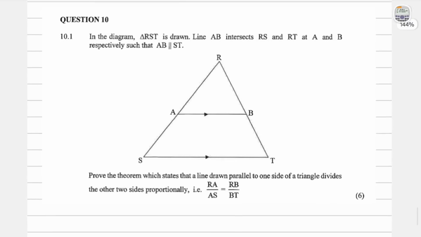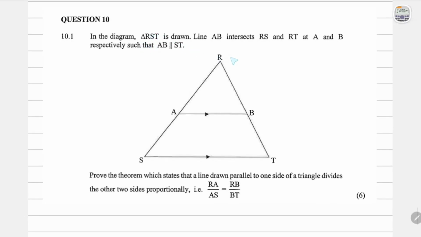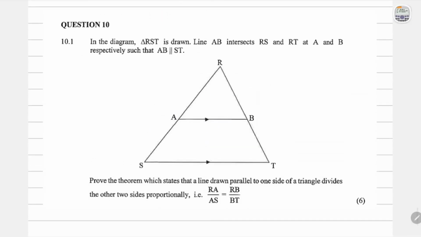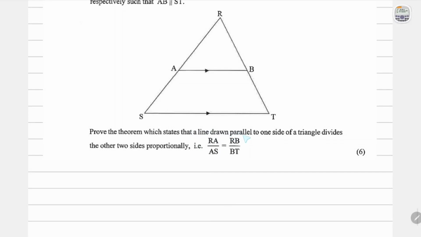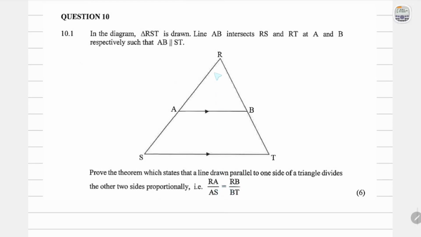Question 10.1 says, in the diagram triangle RST is drawn, and then we have line AB intersects RS and RT at A and B respectively, such that AB is parallel to ST. Prove the theorem which states that the line drawn parallel to one side of a triangle divides the other two sides proportionally. And they specifically are showing you that they want you to prove that RA over AS is equal to RB over BT.